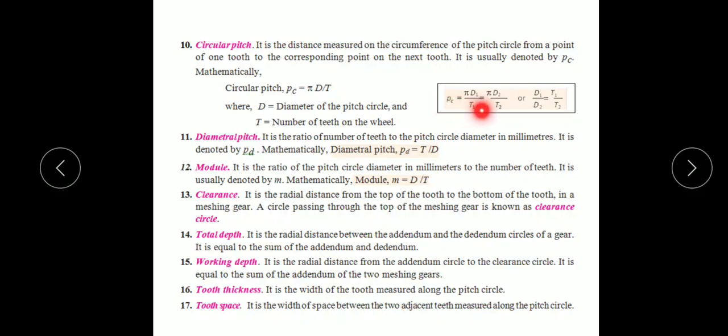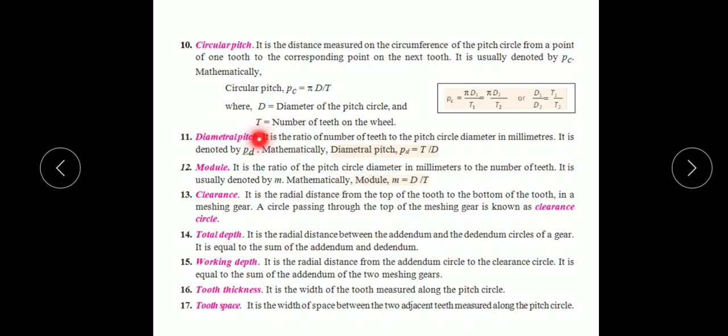And another thing is that the circular pitch is common for both gears if they are in mesh. So you can write the equation as pi d1 by t1 is equal to pi d2 by t2, and from that we derive d1 by d2 equal to t1 by t2. This is an important term. We must memorize this one for further calculations.